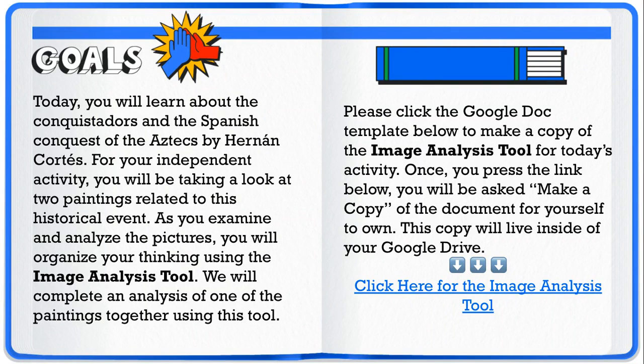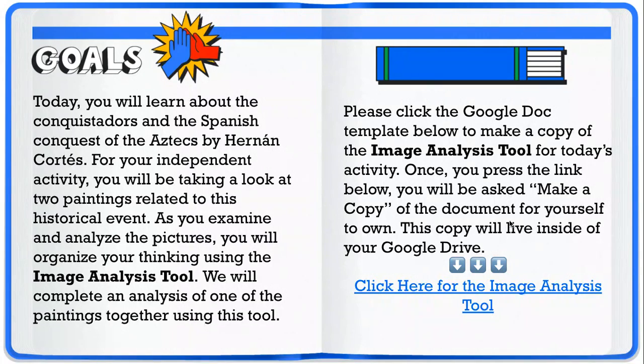Okay, so our goal for today. Today, you will learn about the conquistadors and the Spanish conquest of the Aztecs by Hernán Cortés. For your independent activity, you will be taking a look at two paintings related to this historical event. As you examine and analyze the pictures, you will organize your thinking using the image analysis tool. We will complete an analysis of one of the paintings together using this tool. So today, we're going to practice using this tool together, and I'm going to model with you how to complete that analysis using this tool.